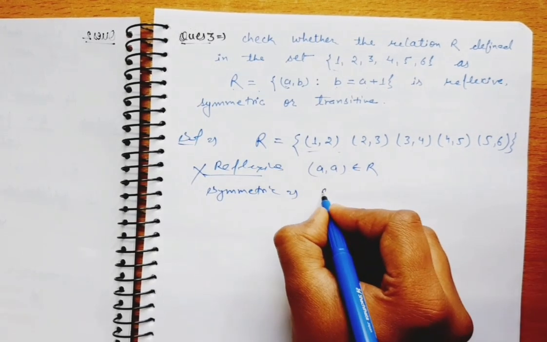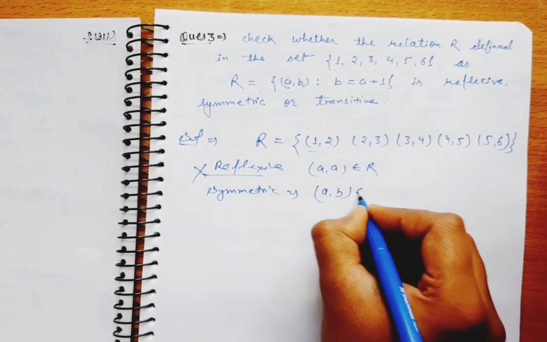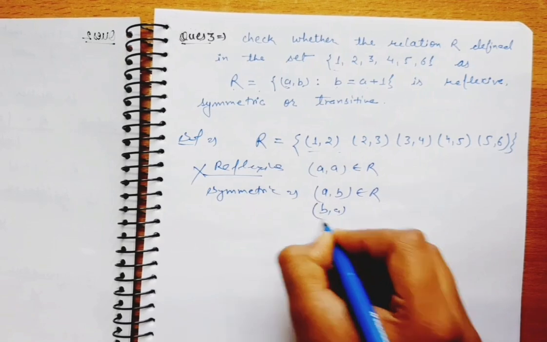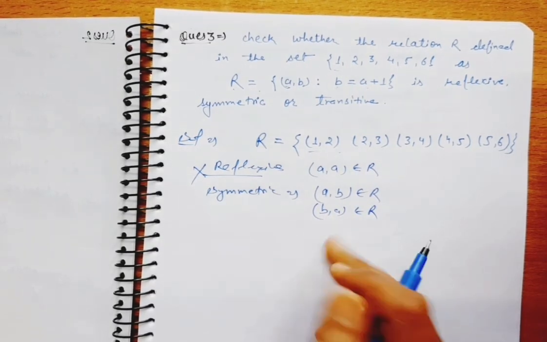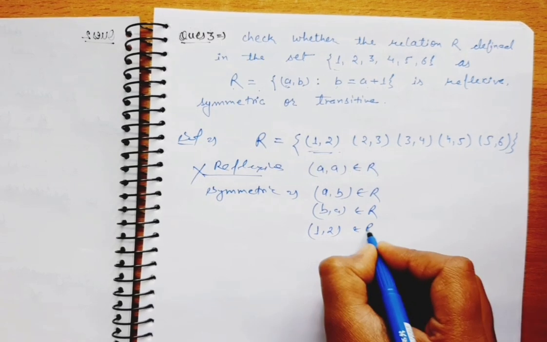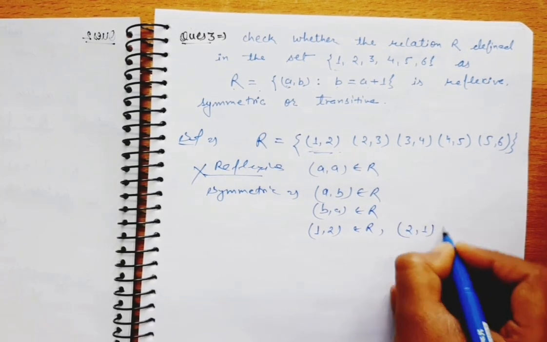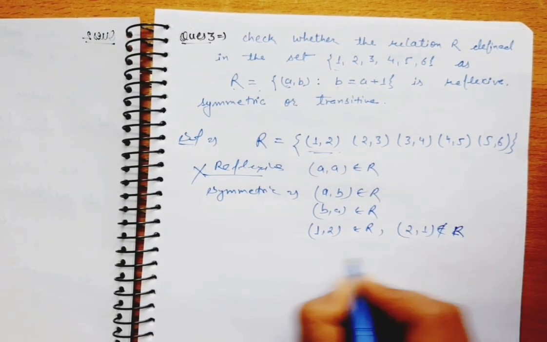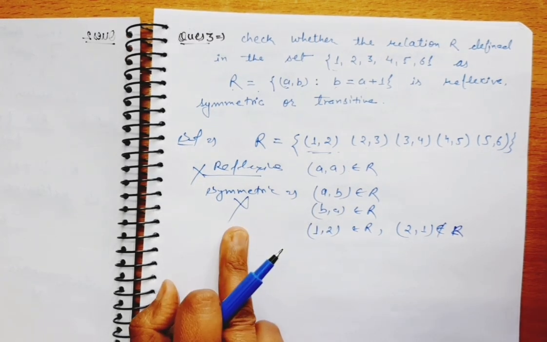For symmetric relation, if (A, B) belongs to R, then (B, A) should also belong to R. That means for example, if we take 1 comma 2 belongs to R, but 2 comma 1 does not belong to R. So hence we can say that it is not symmetric also.